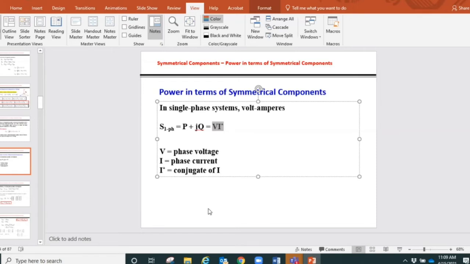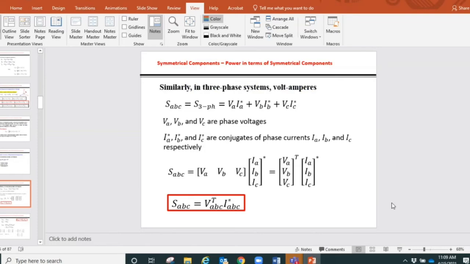But when it comes to three phase, what we do, if the system is balanced, we can do this and multiply by 3. We will get it for three phase. But if the system is unbalanced, they are going to be different. So we cannot just calculate for one phase and multiply it by 3 because they are not the same.